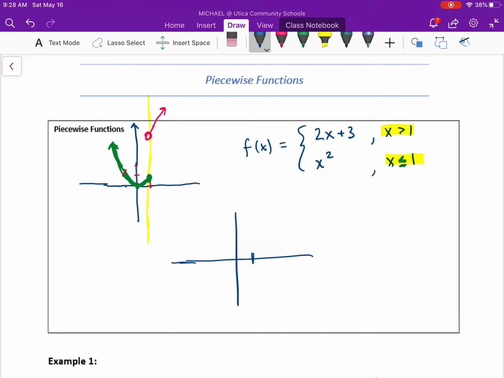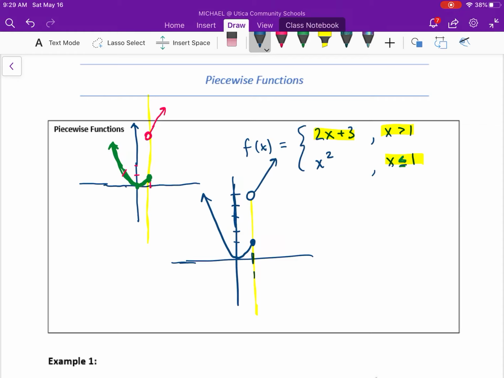So what I would do when I'm graphing this is I would look at this parabola and I would say at 1, because again that's where it connects, where does this graph equal? So I'm going to plug a 1 into this equation and I get 1 squared is 1. So I know that this function crosses at 1, and from there I can draw the rest of the parabola knowing what it looks like. Same thing with the linear function. When I plug a 1 into the linear function, I get 2 times 1 plus 3, which is 5. So 1, 2, 3, 4, 5. So I know it crosses at 5, and then I can draw the rest of the linear function.